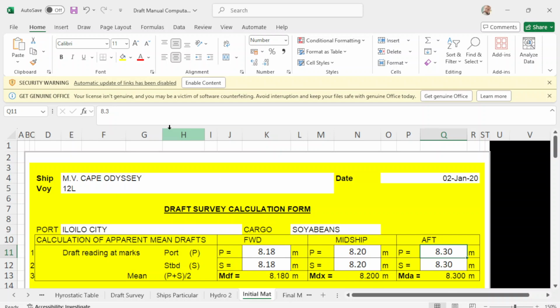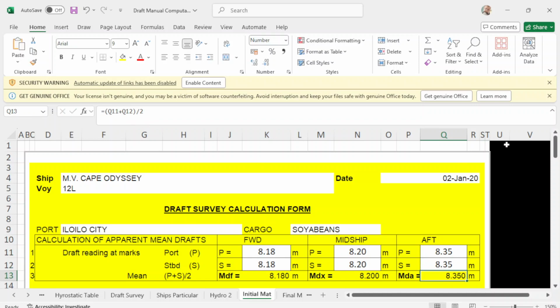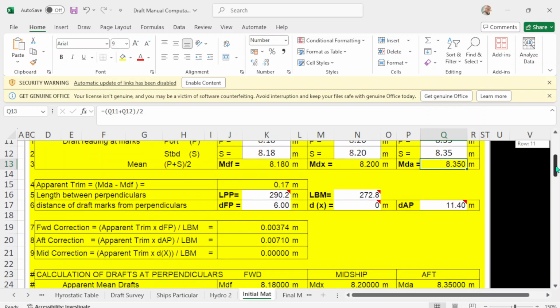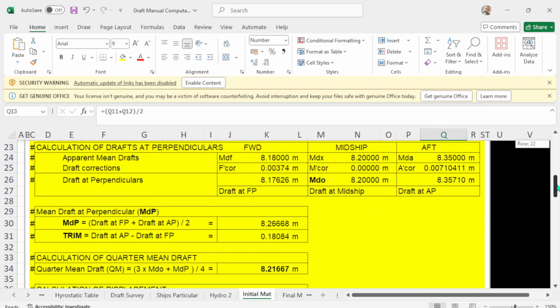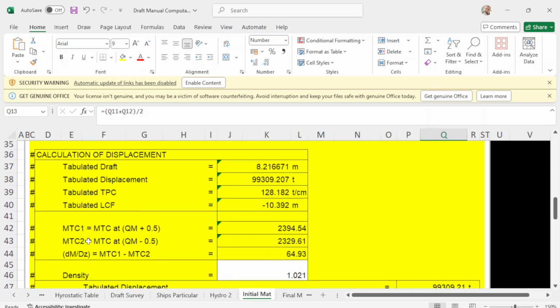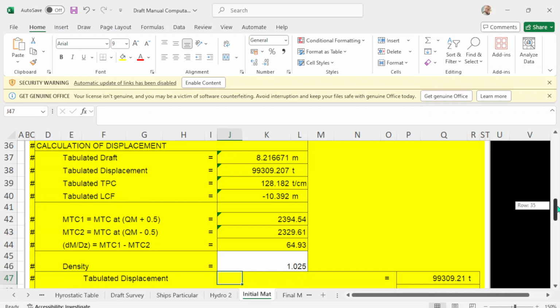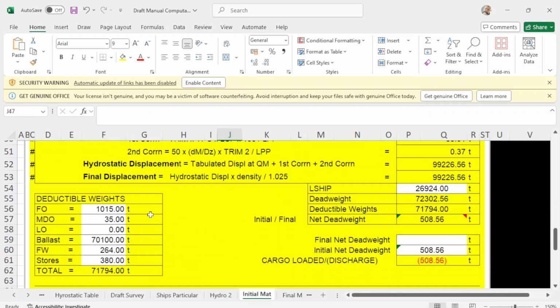Click here, put here 8.35, and starboard is 8.35. Okay, then you update your quarter mean, and displacement is here. It's also automatic. So with your MTC and your density at final draft survey is 1.025. Okay, put there 1.025.